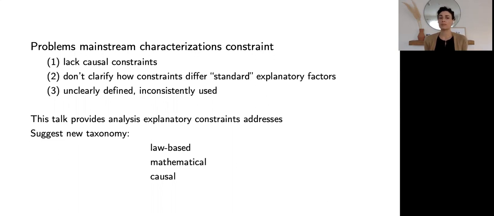So with this setup and background in mind, I'll start by discussing what it means to say that a factor is explanatory, and what it means to then say that that explanatory factor is a constraint. And then I'll move on to these three constraint types, and I'll provide an analysis that looks at these types in more detail with respect to particular examples.